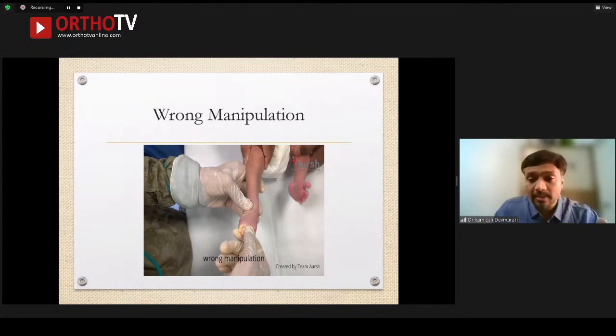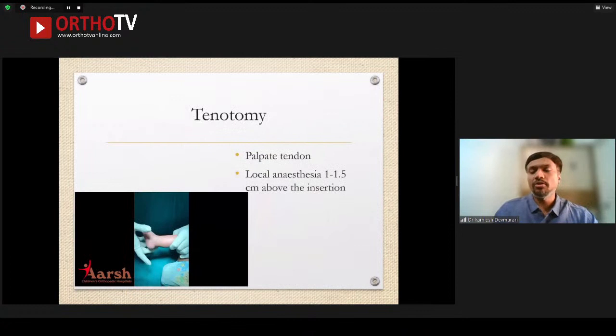We have to abduct the foot within a foot in a supination position. And finally, we all know that once the foot gets corrected and the foot becomes 50 to 60 degrees external rotation, there is no cavus, there are no adductors, heel varus is corrected, then most of the time, in my experience, 90% of the time we require tenotomy.